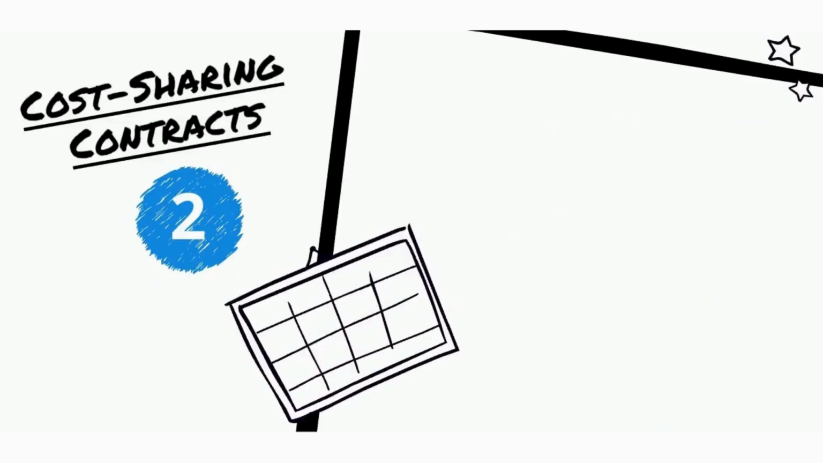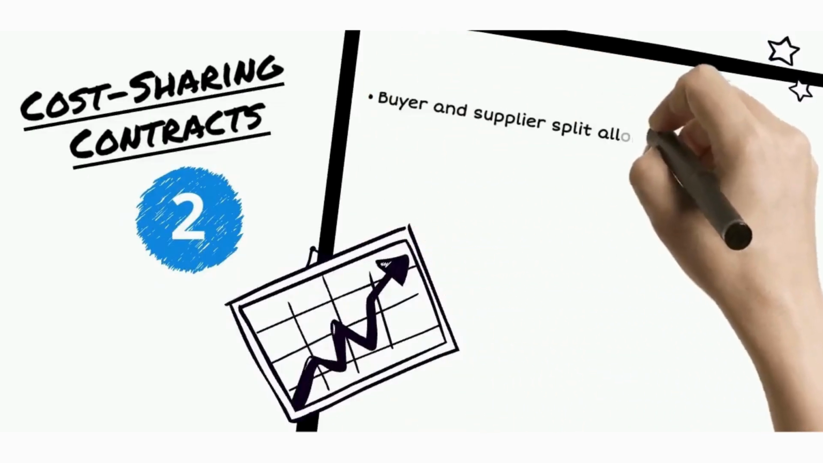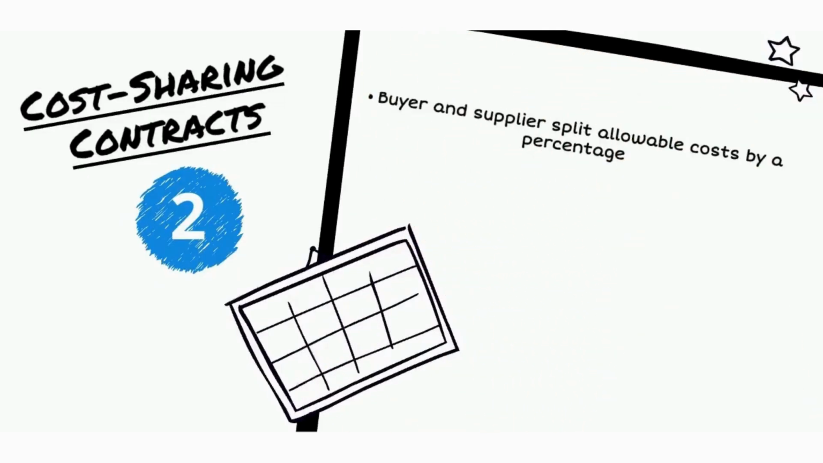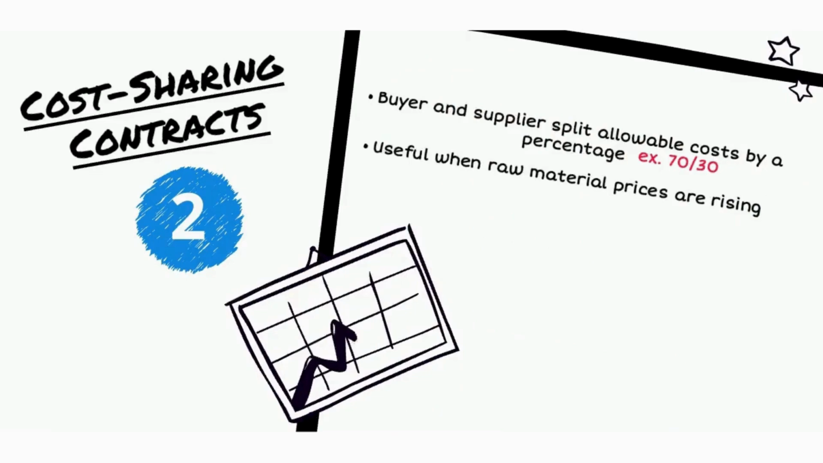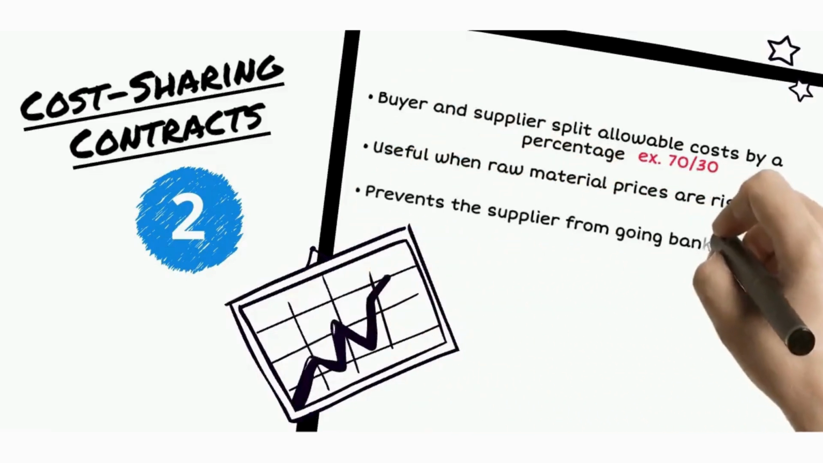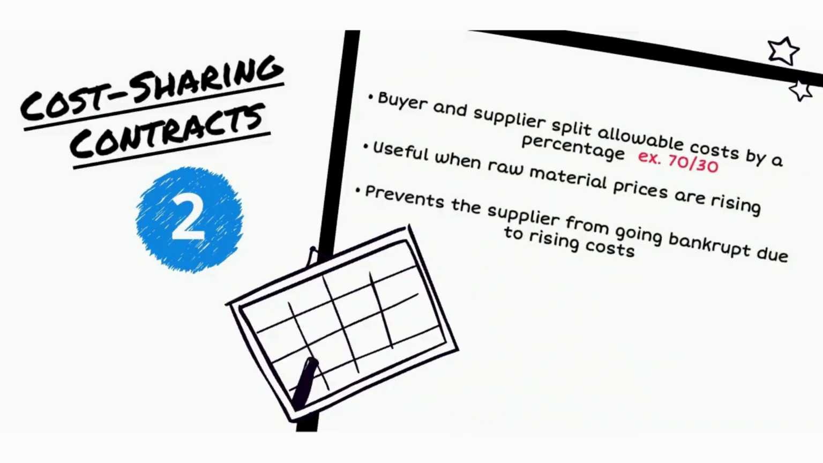Moving on to the second type of cost-based contracts, which is cost-sharing contracts. Buyer and supplier split allowable costs by a percentage. For example, the buyer pays 70% and the supplier pays 30%. It is usually useful for when working in a dynamic environment where raw material prices are rising and changing. This prevents the supplier from going bankrupt or experiencing great financial strain due to rising costs.